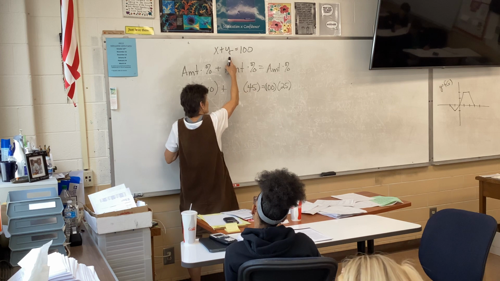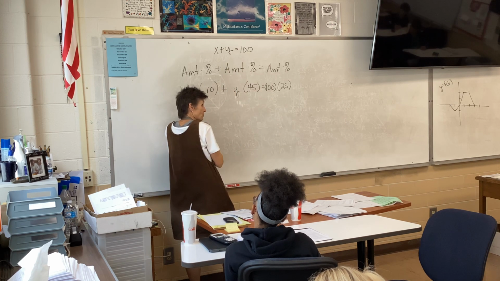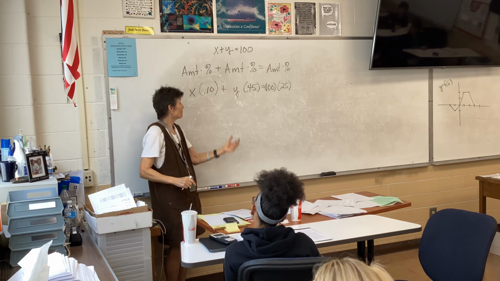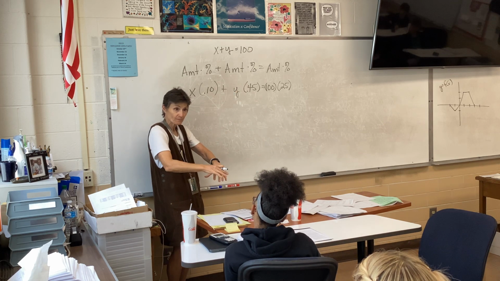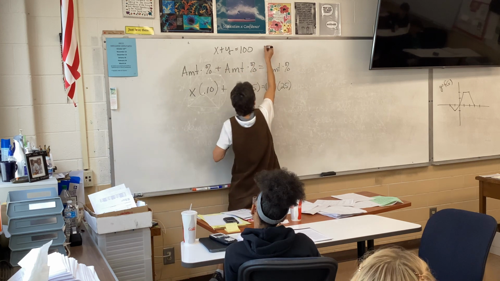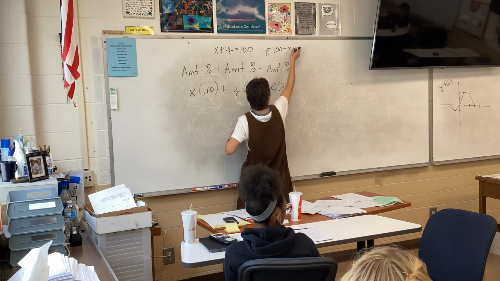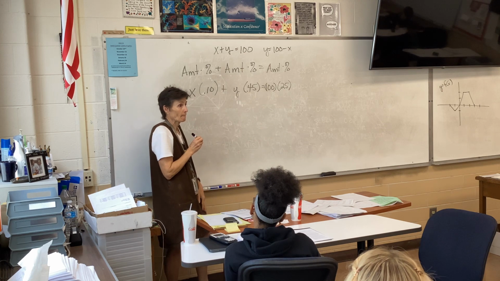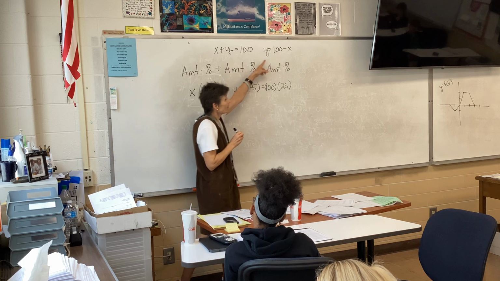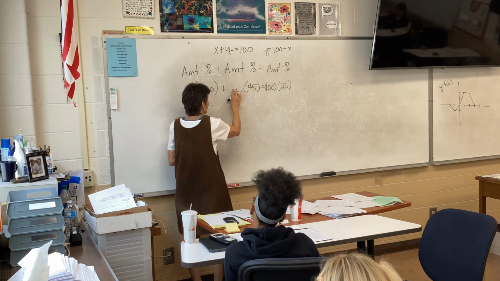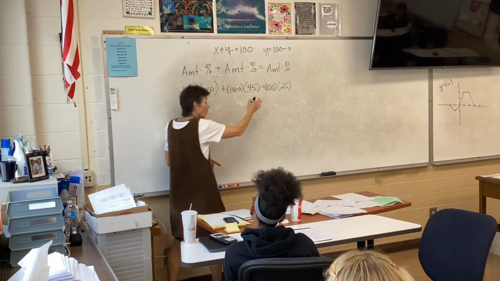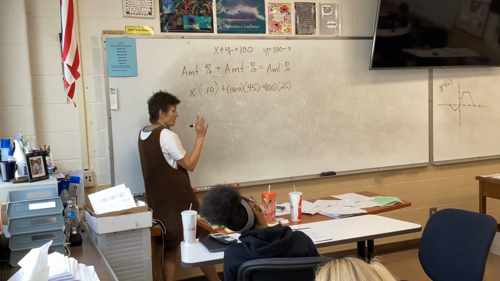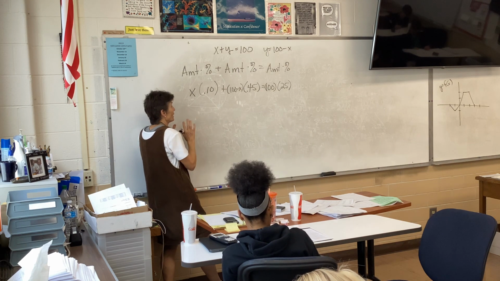And if X plus Y have to be 100, remember, here's my bucket. I'm dumping in X of this and Y of this, and it's equaling 100. Doesn't that mean that Y is 100 minus X? Is that right? So I'm going to put that right here. I'm going to make this 100 minus X. And now I only have one variable, and I can solve this equation.